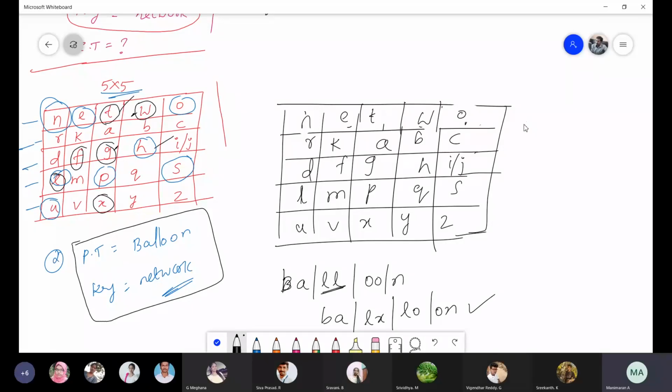So what are the pairs? BA, and then LX, and then LO, ON. So 4 pairs are there. We have to convert this into ciphertext. So how can you do it?